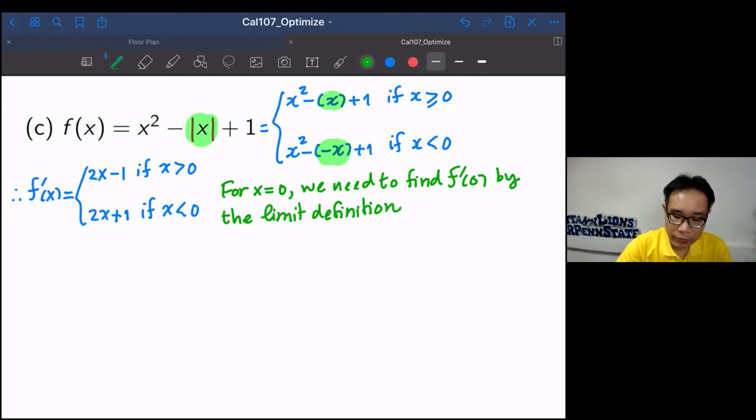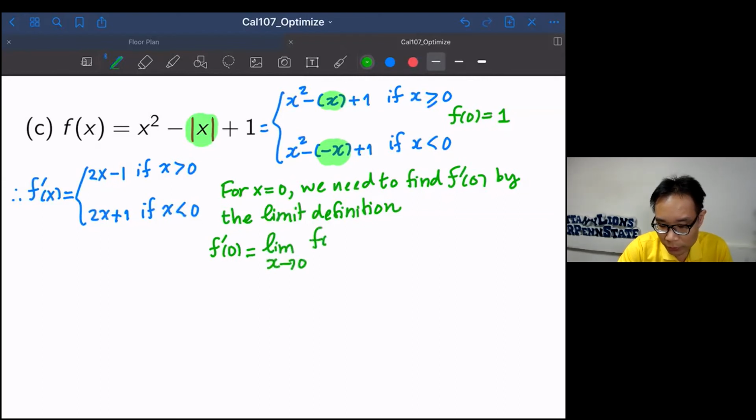Why? Because the function separates at x equal to 0. Let's first find what f(0) is. f(0) turns out to be the first case, so f(0) equals 1. And you want to find f prime of 0. So f prime of 0 turns out to be the limit as x goes to 0 of f(x) minus f(0) over x minus 0.